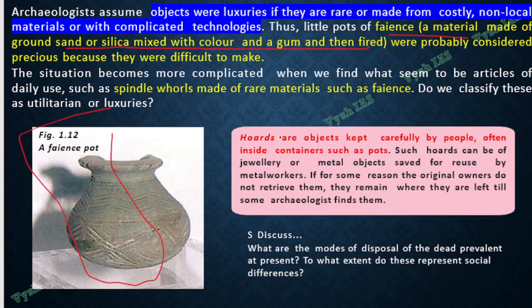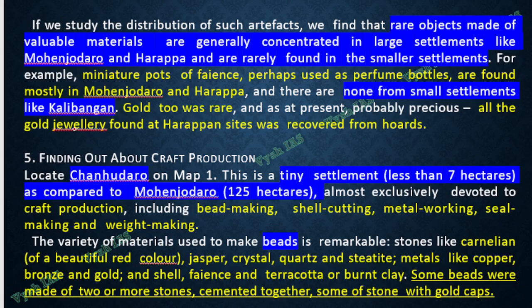Okay, here if you see, there is a term called hoards. Hoards are objects kept carefully by people, often inside containers such as pots. It can be jewelry, metal objects, metal workers' items, any important things. This is only a conclusion made by archaeologists. So rare materials are one, this faience, and two, gold or other metallic things which are stored inside this particular thing. Okay, in Harappa it's not like a lot of gold is there.